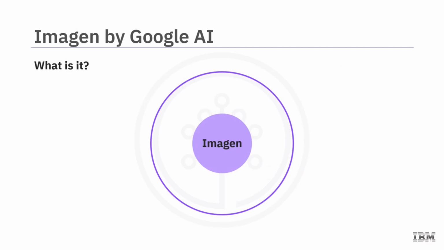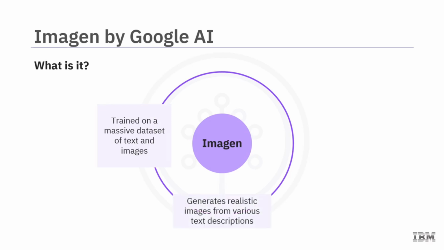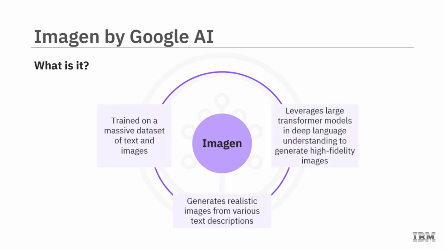The second popular model is Imagen. Imagen is a text-to-image generation model developed by Google AI. Just like DALL-E, Imagen is also trained on a massive data set of text and images. Imagen is used to generate realistic images from a wide variety of text descriptions. Imagen leverages the power of large transformer models and deep language understanding to generate high-fidelity images.